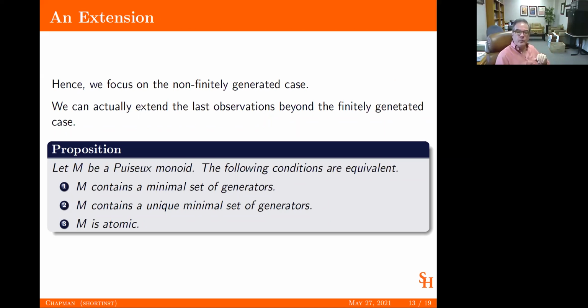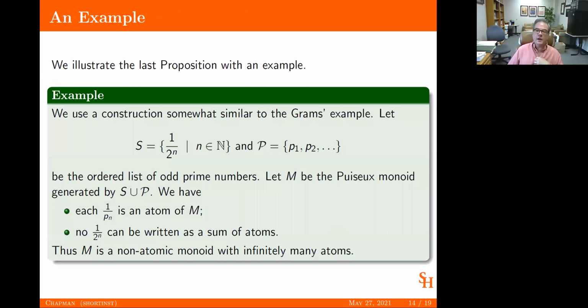So let me illustrate this proposition with an example, which builds on Graham's example. What I'm going to do this time is build a different generating set. I'm going to let S be the set of all reciprocals of powers of 2. And let's stick with this set P of the ordered list of odd primes. So let M be the Puiseux monoid generated by the union of these two sets.